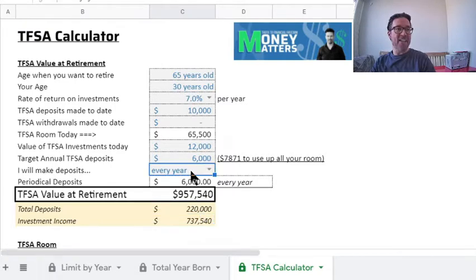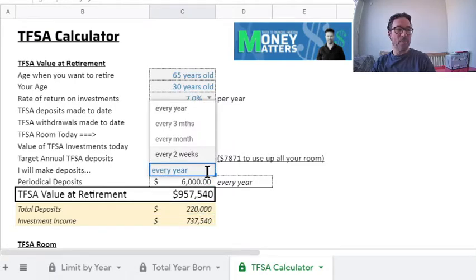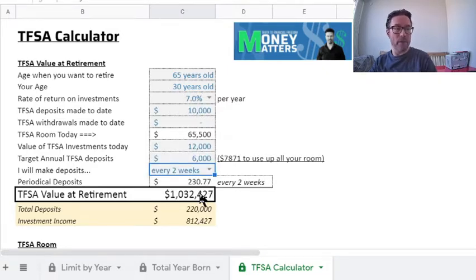Say you change your deposits and make them every 2 weeks. It's the equivalent of $230.77. Look how that climbs. You were at $957,000, now you're at $1,032,000. So the more frequent your deposits, as long as they're invested, the better, the higher you're going to get at the end. And it's quite significant. We're talking, what, $70,000? It's a lot of money.